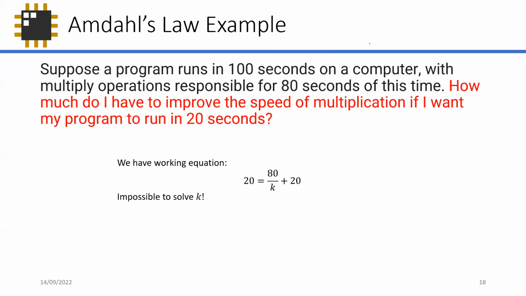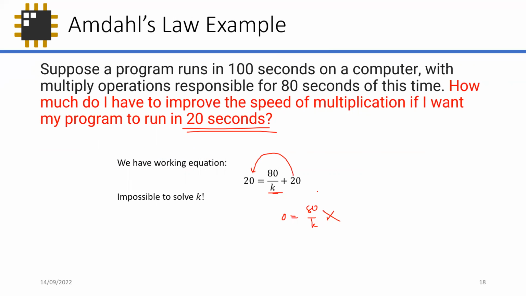Now, here's an interesting scenario. What is the speed up k if I want my program to run exactly 20 seconds? If you do the math over here, if you move 20 over there, that becomes 0. 0 is equal to 80 over k. That does not make sense anymore. In fact, it is impossible to make it that way.